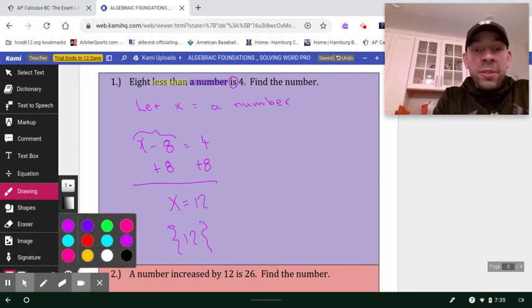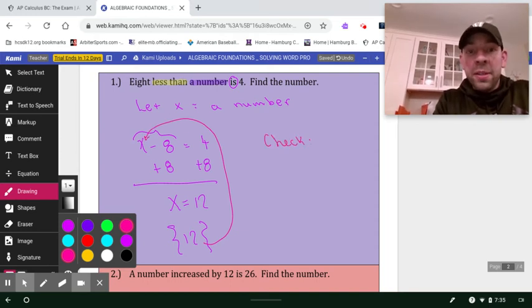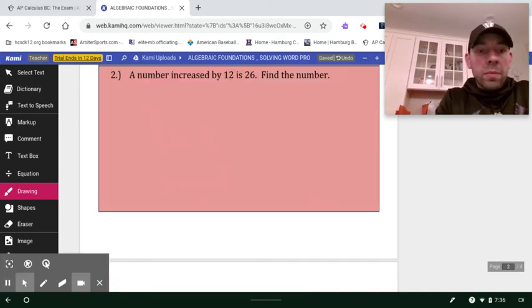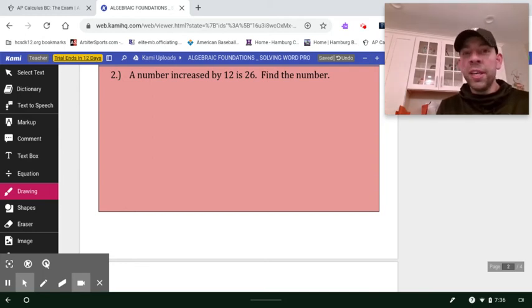And now all I'm going to do is take that 12 and substitute it back into the X. So my check looks like this. 12 minus 8 equals 4. Simplifying 12 minus 8, 4 equals 4. Little smiley face. We've checked it. I think this example is a little easier than the previous one, and I would encourage you to maybe hit the pause button at this point and try solving this one on your own.